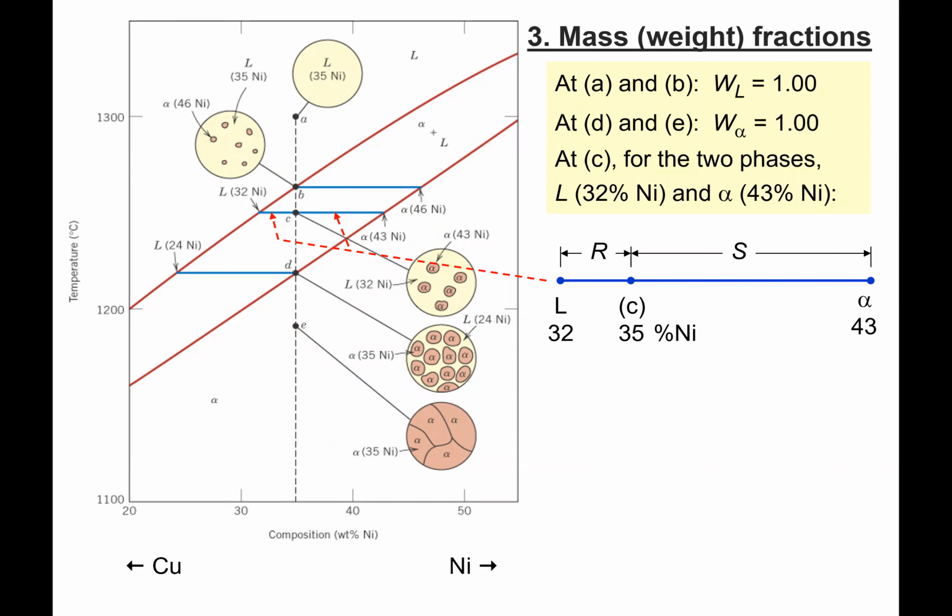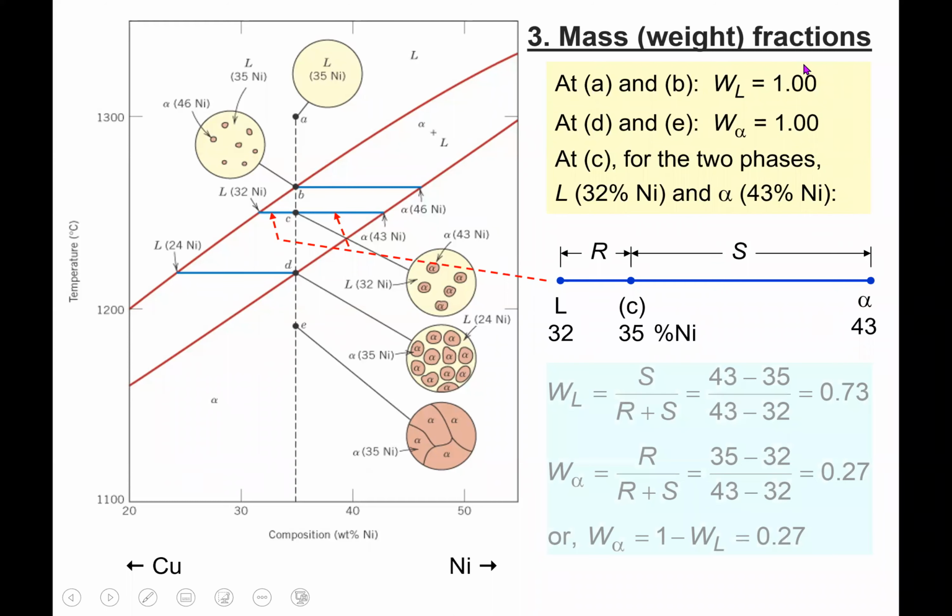So last time we talked about finding compositions, phases present, and the mass or weight fractions of the phases that were present. And we did this for the isomorphous system. This copper-nickel system was our example. So if you don't remember that, I advise you to go back and take a look at that video before you continue with this one.